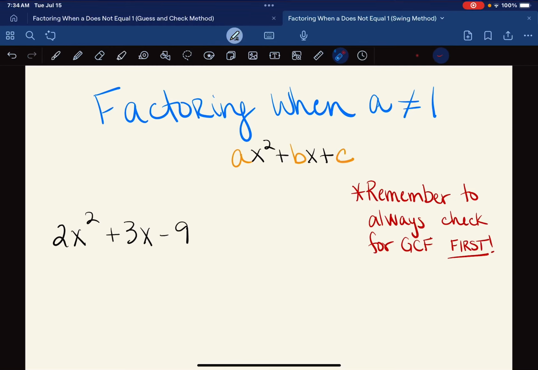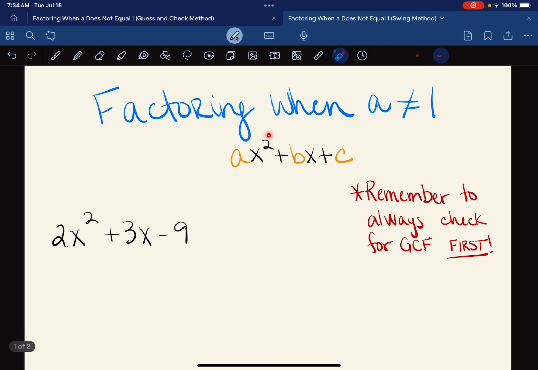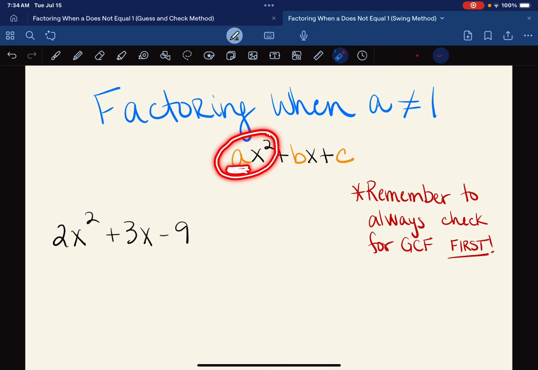Factoring a quadratic trinomial when our a value does not equal 1. Just remember that our a value is the coefficient of our x squared term. It's just the number attached right there. So if you look at your first example, 2x squared plus 3x minus 9, I want you to remember to always check for a greatest common factor first. It doesn't matter what kind of factoring we're doing, we always check for a GCF first.